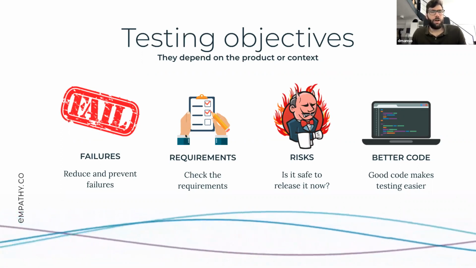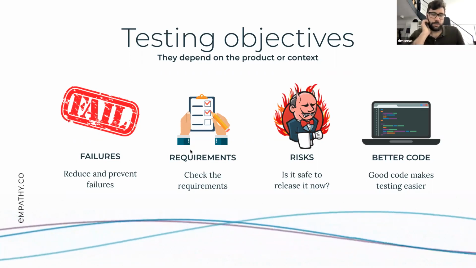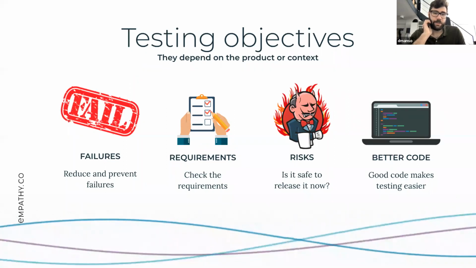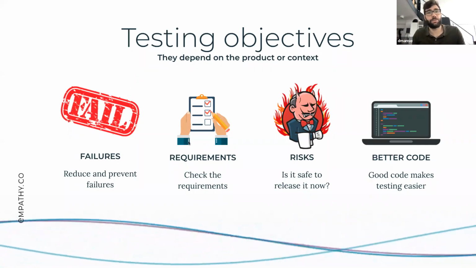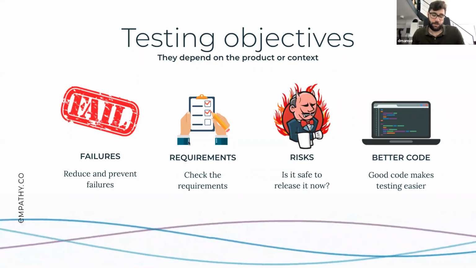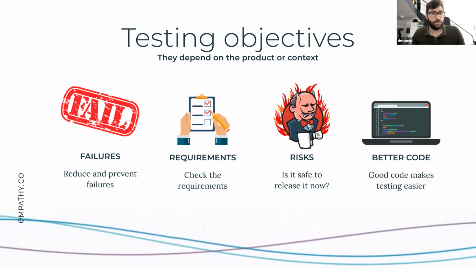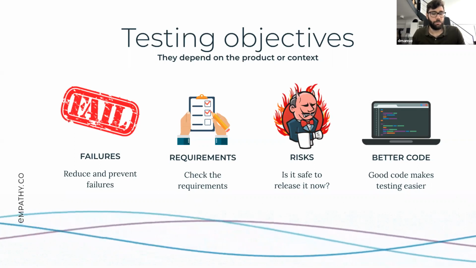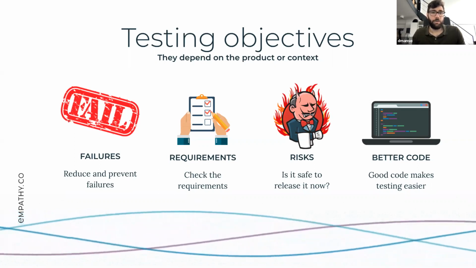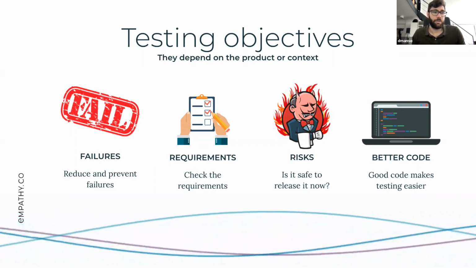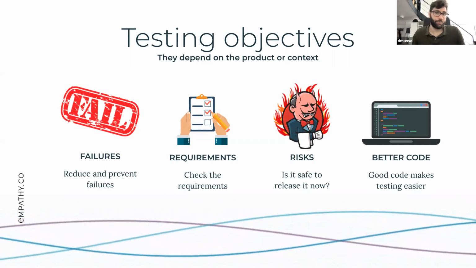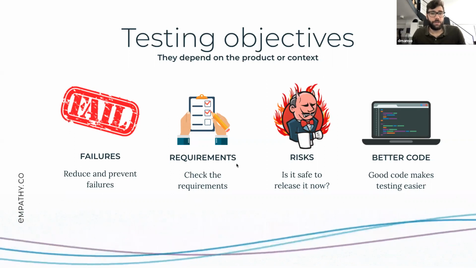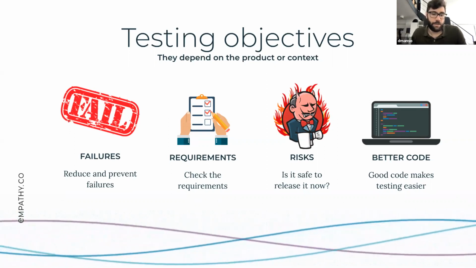So for those who are not familiar with TDD, TDD is a process in which we first write a test, run it, and make the test fail, and then we have to change the code, refactor the code in order to make the test work. And we have to repeat this with each feature. Okay, so coming back to the objectives, risks.